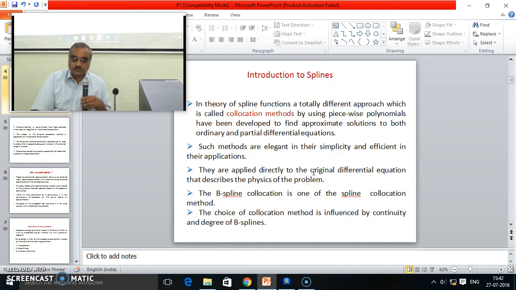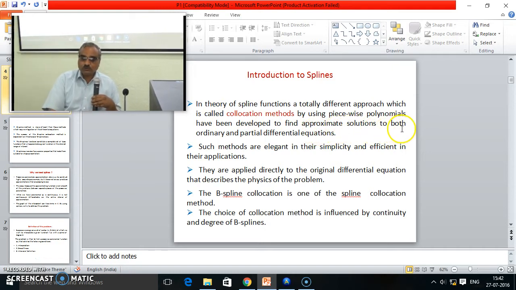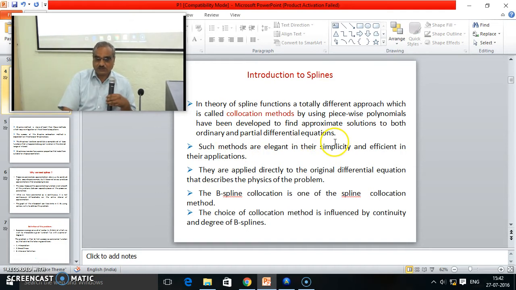So first we discuss about introduction to splines. In theory of spline functions, a totally different approach, which is called collocation method, by using piecewise polynomials, has been developed to find approximate solutions to both ordinary and partial differential equations. Such methods are very elegant, simple and economical in different fields of applications. They are applied directly to the original differential equation that describes the physics of the problem.